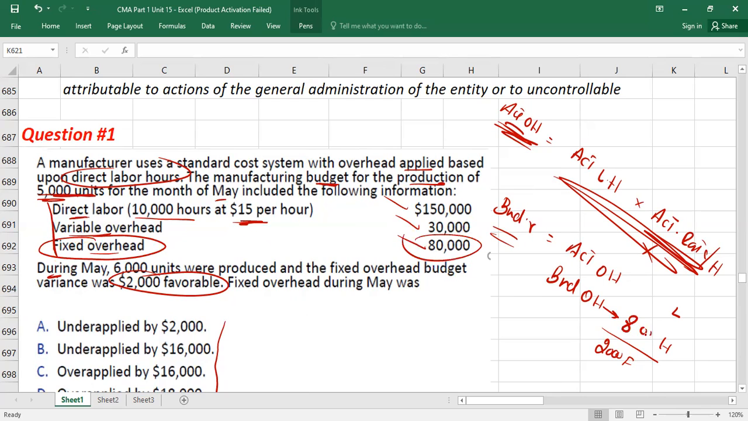80,000 is given. Can I find the actual overhead now? Because the answer is given. There are 3 things in total. 2 things are given, and the third thing I can calculate. What is the amount of actual overhead?